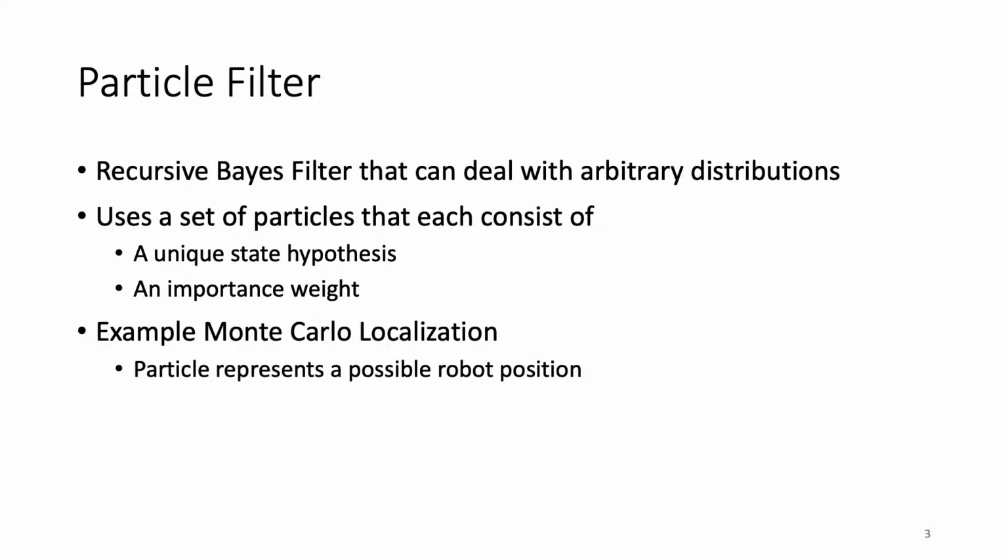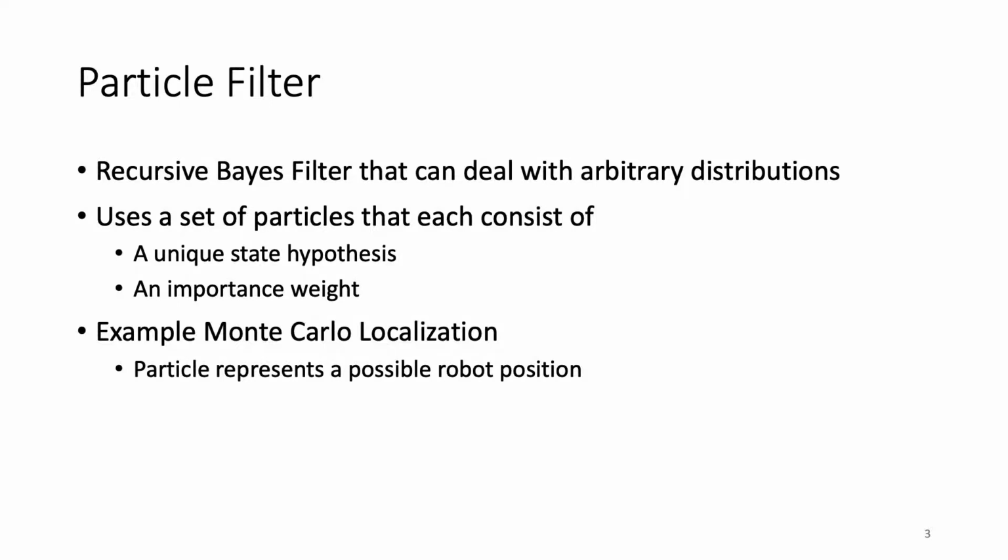A particle filter is basically a recursive Bayes filter that has the speciality that it can deal with arbitrary distributions. So it doesn't have to assume that the world is based on Gaussian distributions. As the name suggests, a particle filter consists of a set of particles, and each particle itself consists of a unique state hypothesis, so basically an assumption of how the world currently looks, and an importance weight that is a measurement of how good that hypothesis actually is.